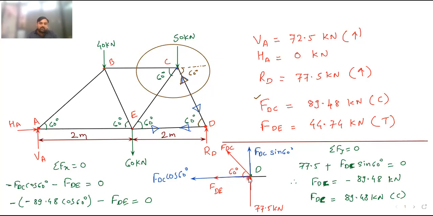I assumed they are carrying tensile force, so I have shown the arrows away from the joint. Now I have resolved FDC, because it is inclined. DE does not need to be resolved because it is horizontal. When I resolve FDC, I get two components, FDC sin 60 and FDC cos 60.